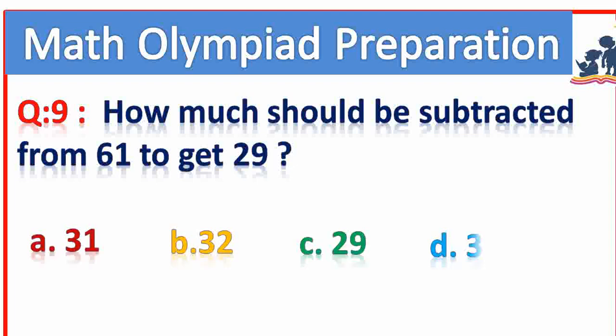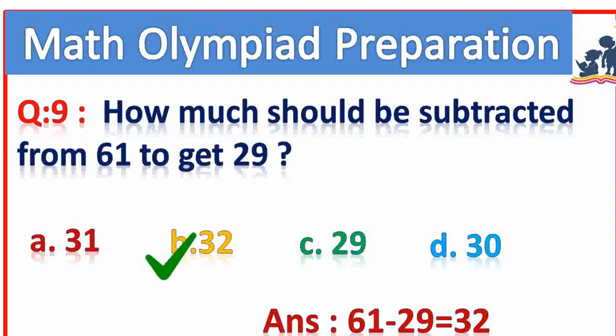Question number 9. How much should be subtracted from 61 to get 29? 32. Yes. 61 minus 29 is 32. Good.